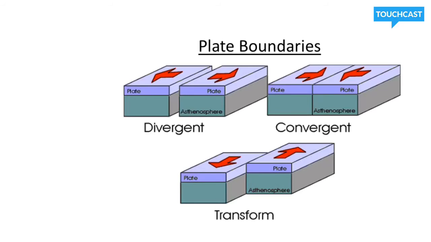Basically, diverging is where they pull apart, kind of like the word means in English. To diverge means to separate. Converging is when they push together, and also like the word in English means to come together. Transforming moves sideways of each other. Let's go ahead and look at some of the structures each one of these makes.